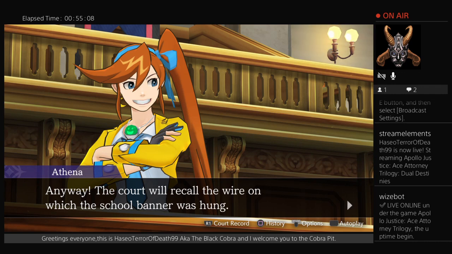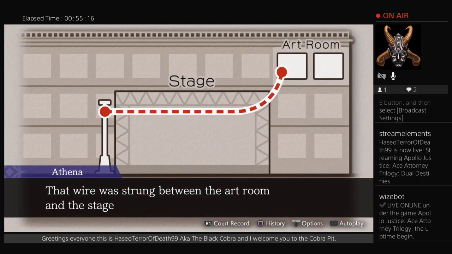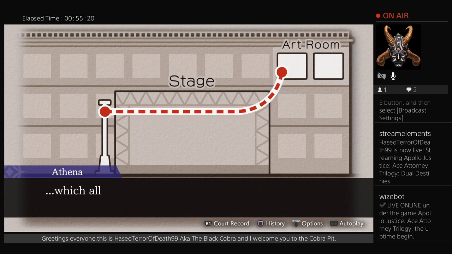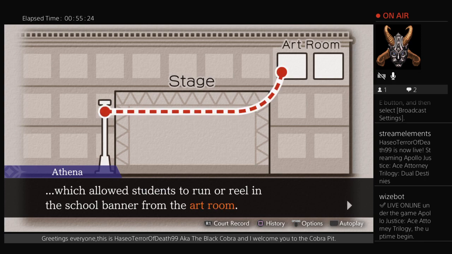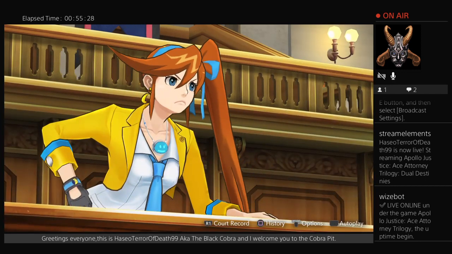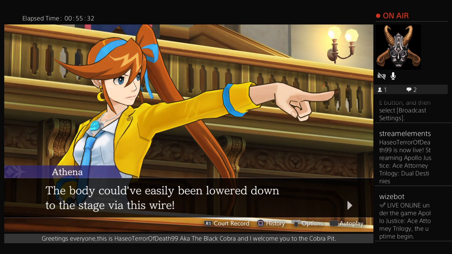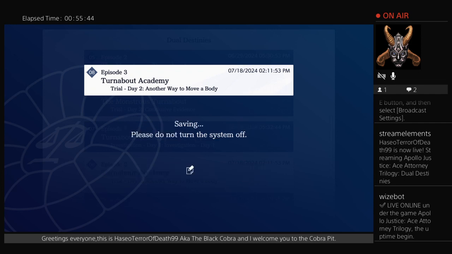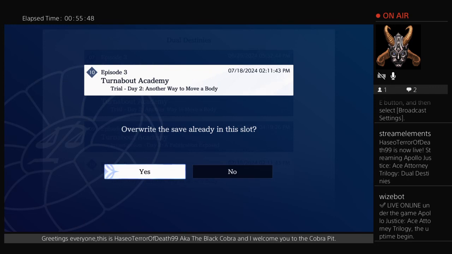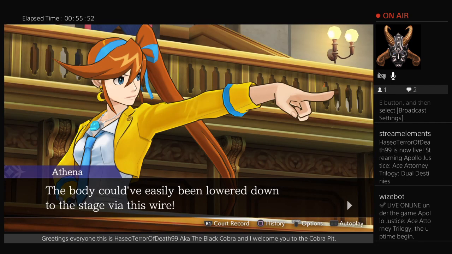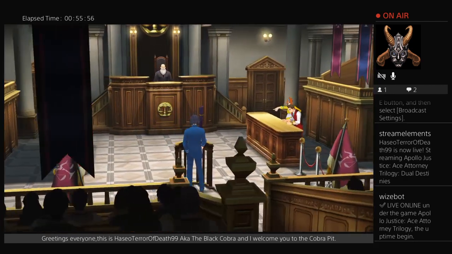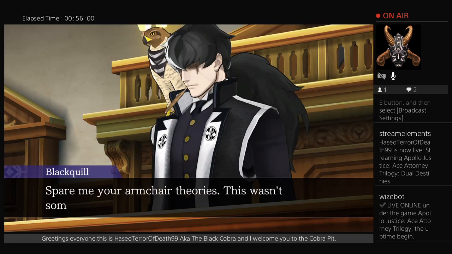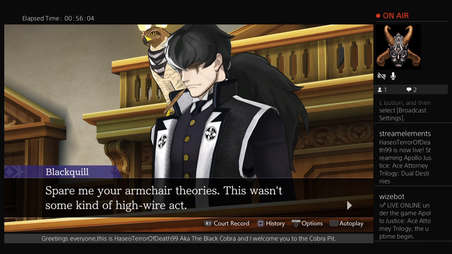Anyway, the court will recall the wire on which the school banner was hung. That wire was strung between the art room and the stage, which allowed students to run or reel in the school banner from the art room. The body could have easily been lowered down to the stage via this wire. And that could have also been used to move a body as well. Objection! Oh, this is not an armchair theory. This is fact.